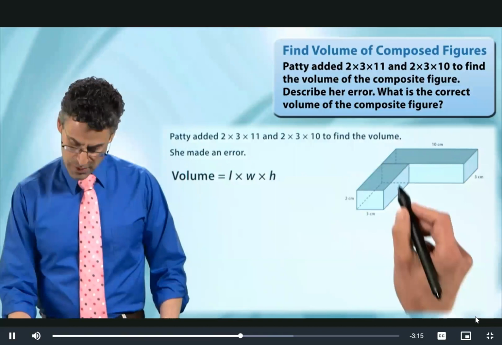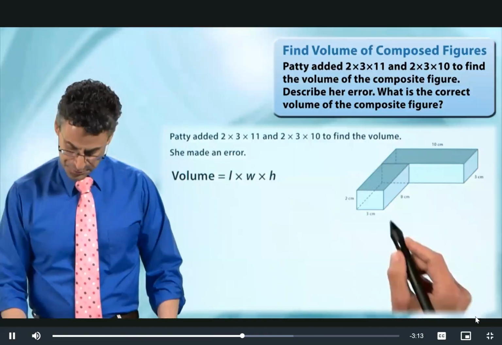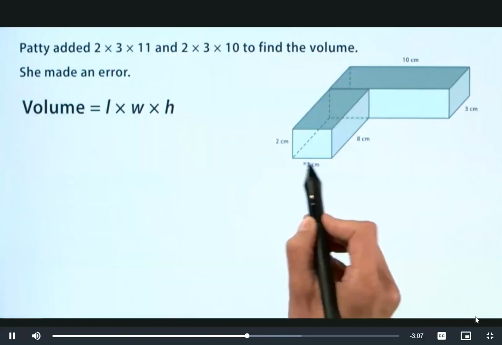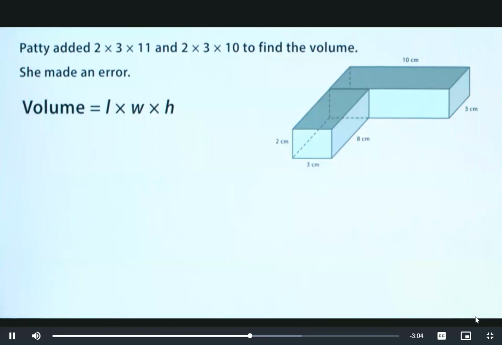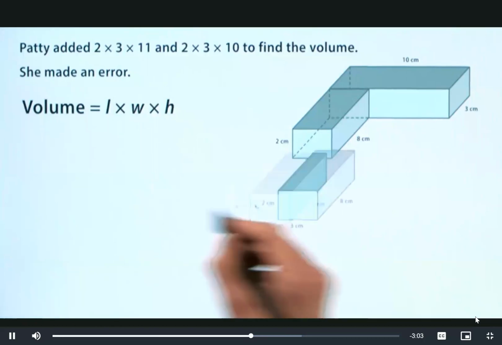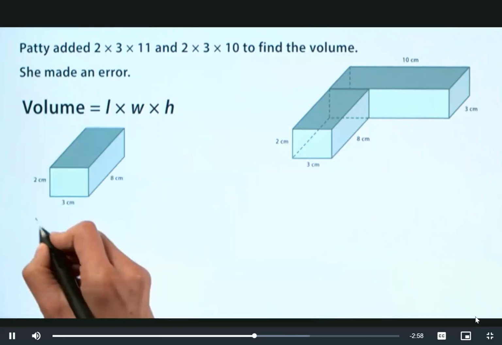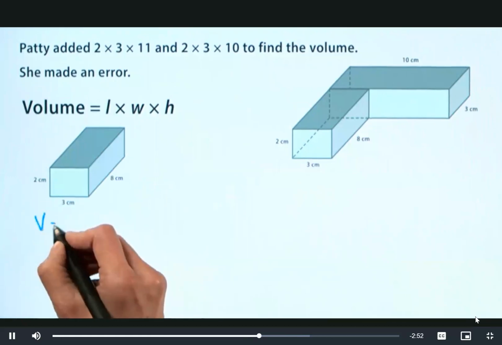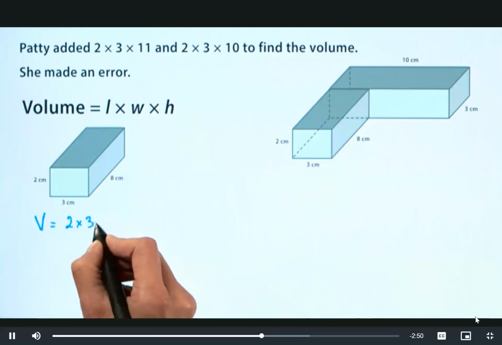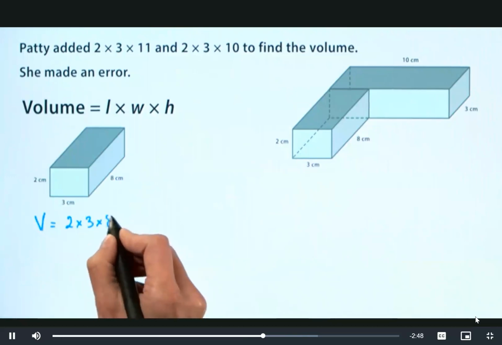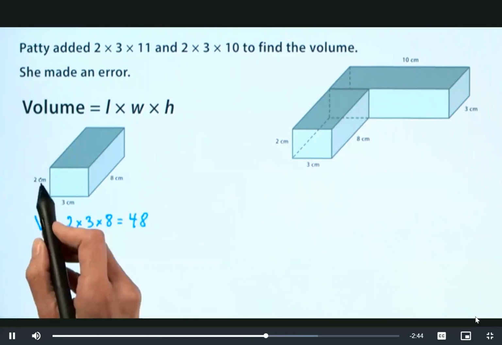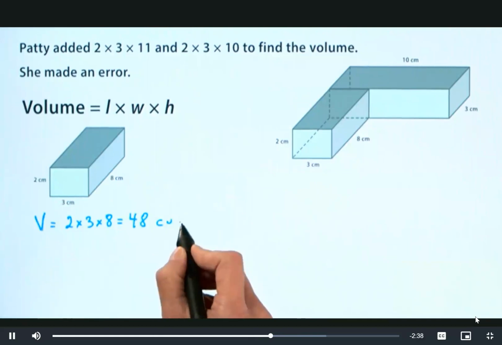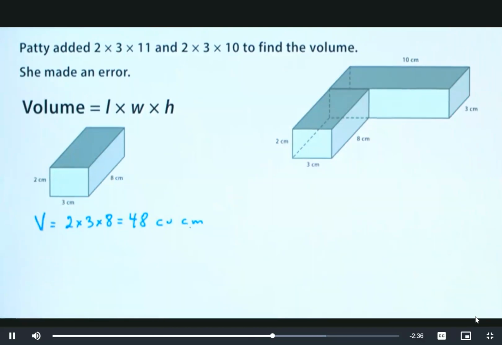Well, the first thing we'd want to do is find the volume of this piece. Well, the volume of this piece is going to be what? Well, it's going to be 2 times 3 times 8. And so the volume of just this piece alone is going to be 2 times 3 times 8, and that works out to be 48. And what are the units? Well, they're centimeters times centimeters times centimeters. And so that's cubic centimeters, which I'll just abbreviate as cu cm for cubic centimeters. So that's the volume of that little piece.